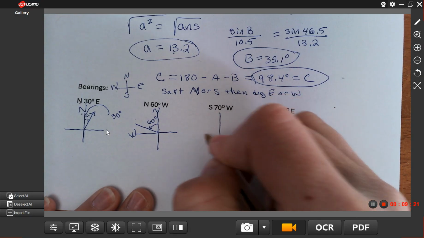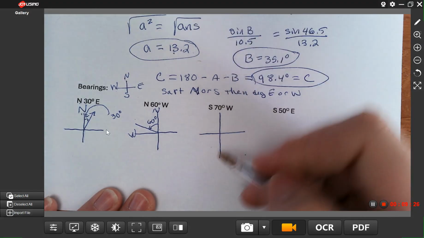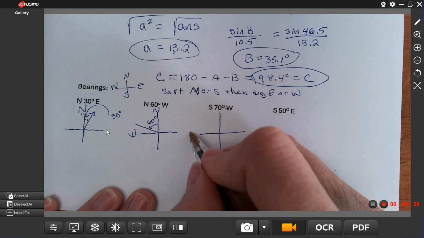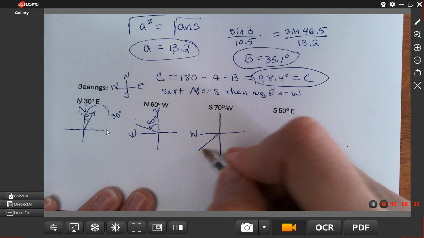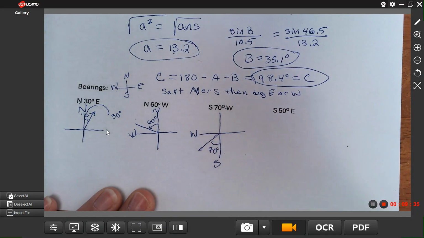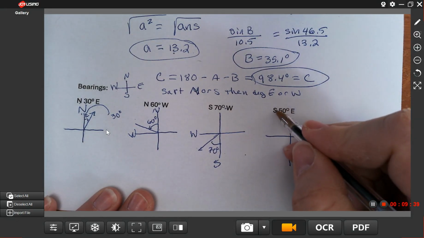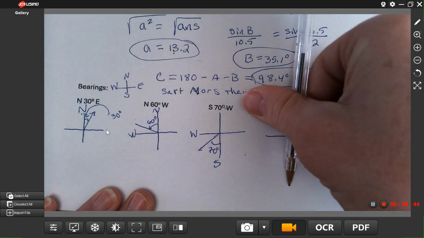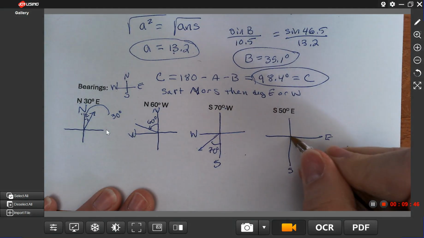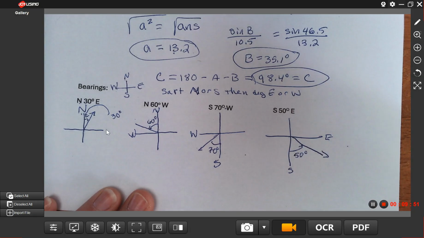This one, I'm going to start with my compass facing south, and then I'm going to tilt it 70 degrees toward the west. So like that. So this angle is 70 degrees. And the last one for practice, I'm going to point my compass south, and then tilt it 50 degrees toward the east. So like this, where this is 50 degrees. So that's how you find a compass bearing.